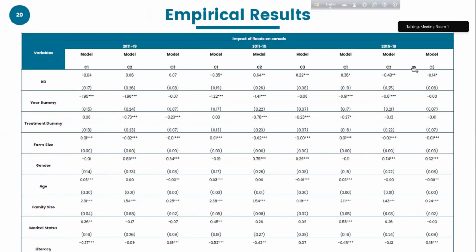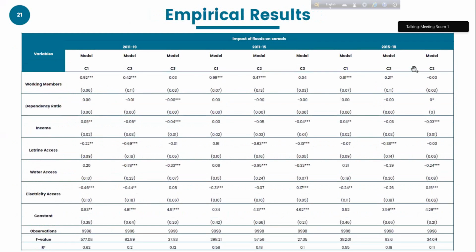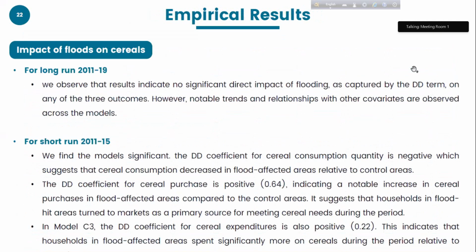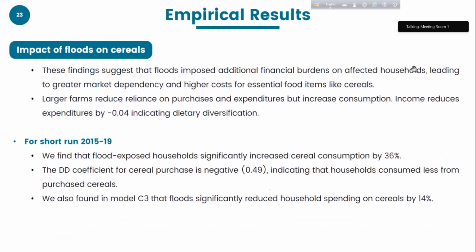These are some of the empirical results I found for the impact of floods on cereals specifically. In the long run, the results do not show a significant effect. However, for the short run, the model for cereal consumption quantity is significantly negative. It suggests that cereal consumption decreased in flood-affected areas relative to control areas. The cereal purchase coefficient was positive, indicating a notable decrease in cereal purchase in flood-affected districts. The coefficient for cereal consumption expenditure, which is how much households spend, is also positive, indicating that flood-affected districts spent significantly more on cereals during the period relative to control areas.